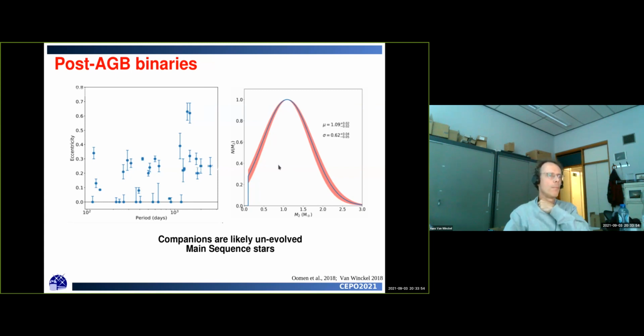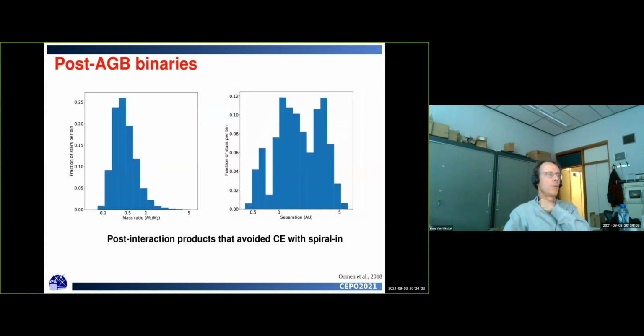All of them are main sequence stars. So the companion masses, all of them are still on the main sequence, and I'll come back to that later in the talk. If you look at the mass ratios, M1 over M2, M1 being the post-AGB star now, which is typically the white dwarf mass, you have a distribution covering between 0.2 and about 5.